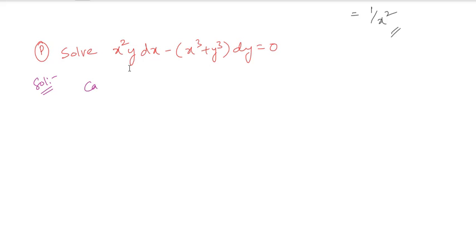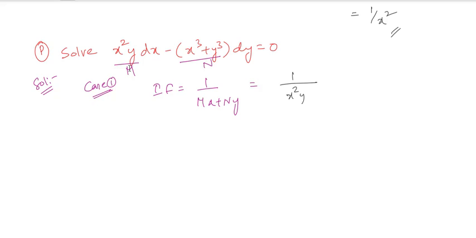So directly you can go with case 1. So the integrating factor will be what? Integrating factor will be 1 by mx plus ny, if I apply case 1. So this is your M, this is your N. Substitute the values of your M and N there. What will I get here? 1 by mx.